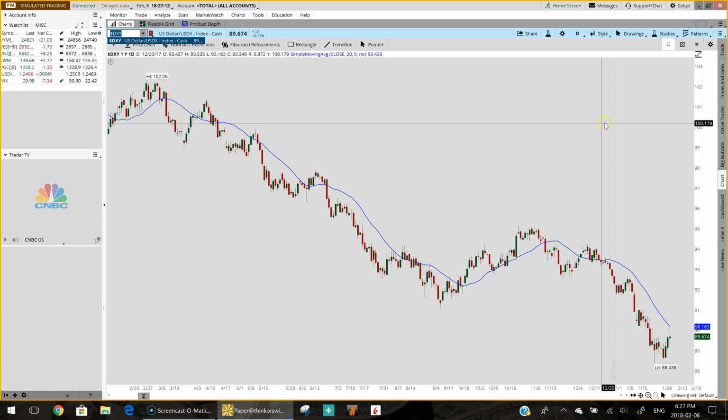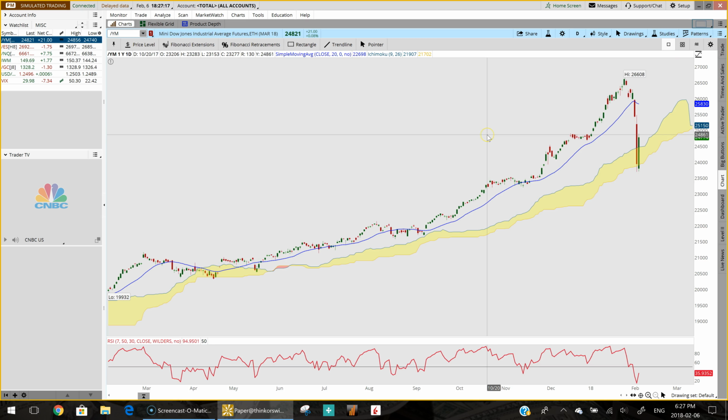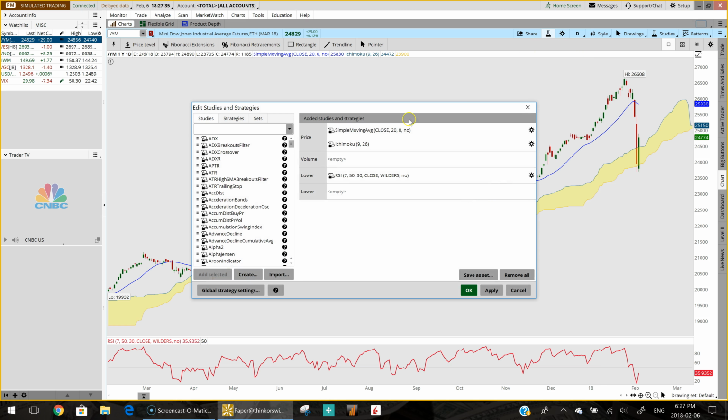Now, let me go and throw on a different layout here. The indicator I'm talking about is the Ichimoku cloud indicator. That's the shaded area here, this yellow and pink shaded area. Now, I use the default settings of 9 and 26. What I do, though, is I hide the other lines.